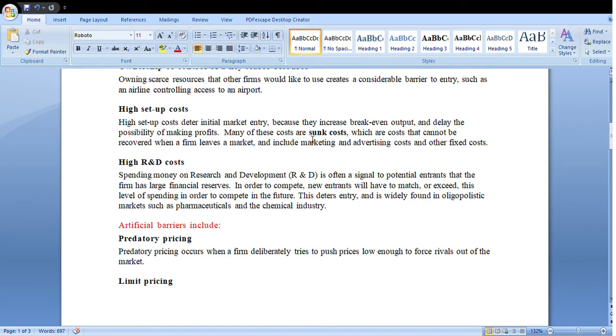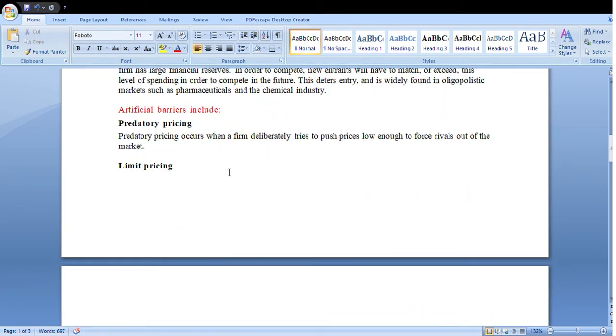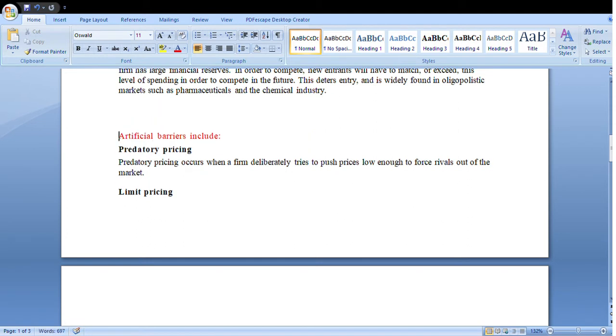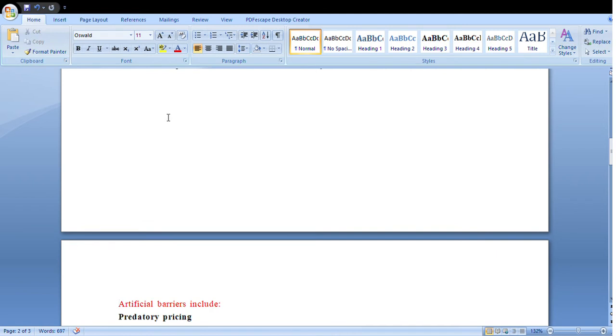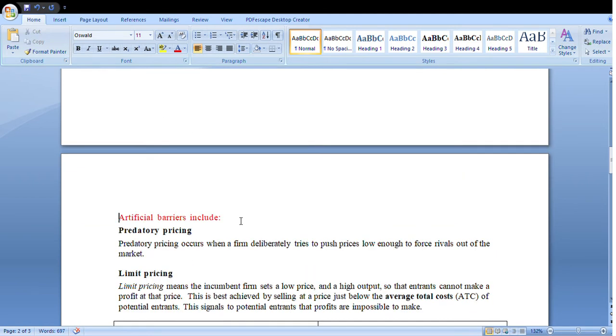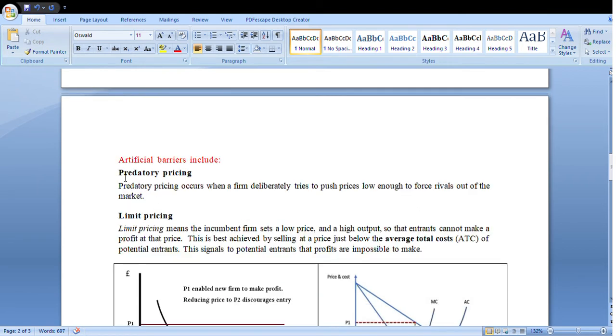And high research and development cost, that is also another point. All of this acts as a natural barrier to entry. In some cases, there are artificial barriers. Artificial barriers means the existing firms, the existing incumbents, or the large firms who have been operating in the industry for many years, create some artificial barriers. One is predatory pricing.